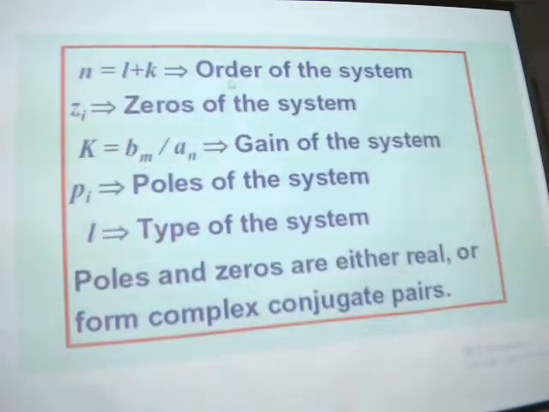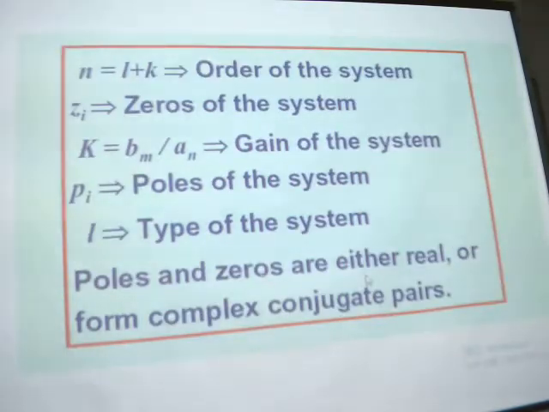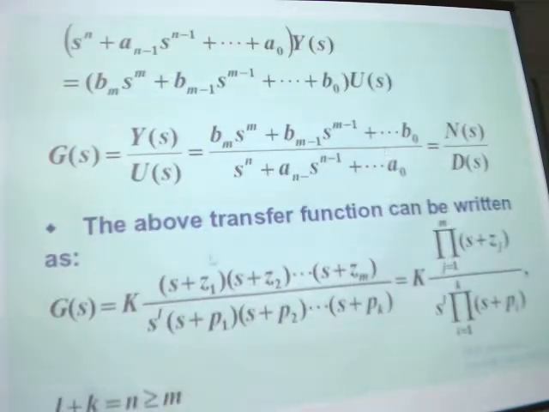Now, Zi is a zero of the system. Let Zi equal 0. We can see here s plus j1, s plus j2, and s plus jm. j1, j2, jm are also called the poles of the system. And K is the ratio Pm by m. It is the gain of the system. This K is the gain of the compensation.